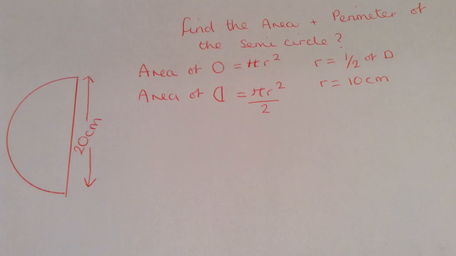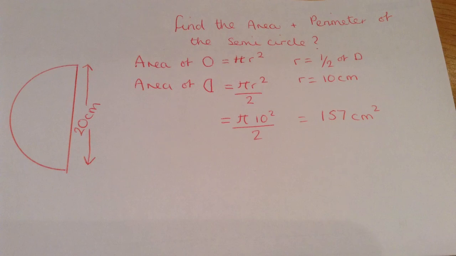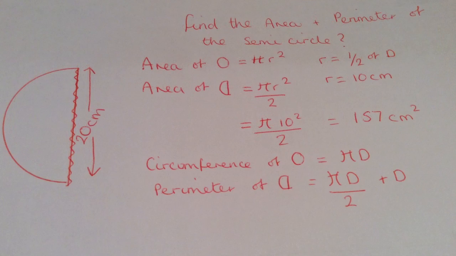Our radius is half our diameter, which is 10. And we end up with pi times 10 centimetres squared, and then that is going to be divided by 2. We're going to get an answer of 157 centimetres squared. Looking at the perimeter now, we use the circumference of our circle, which is going to be pi d, but we obviously want the perimeter of the semicircle. So we're going to halve that pi d and then add on one more diameter.